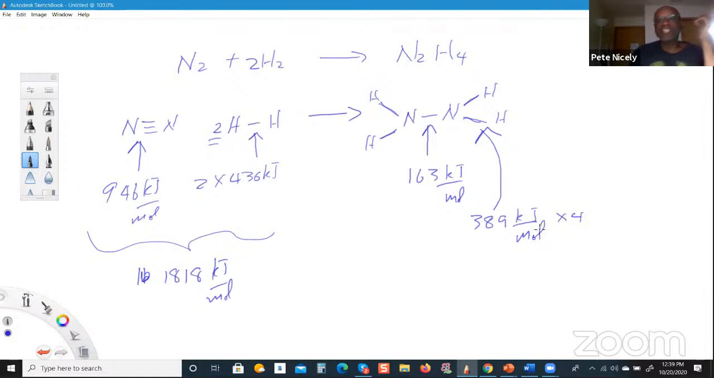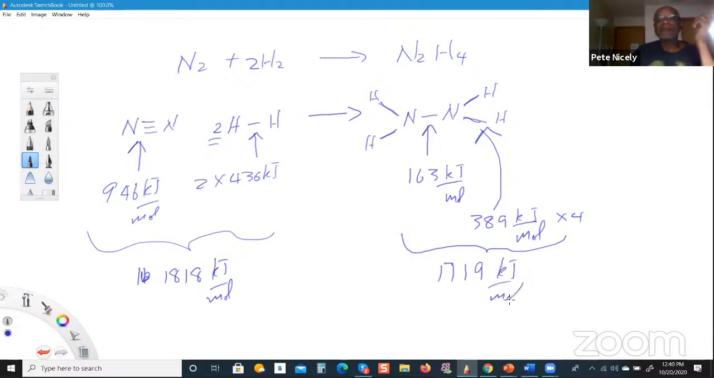So let me do that calculation here. 389 times 4, and then I add 163. And the total I got on the right side, total of all of this here on the right side is 1719 kilojoules per mole, all right?